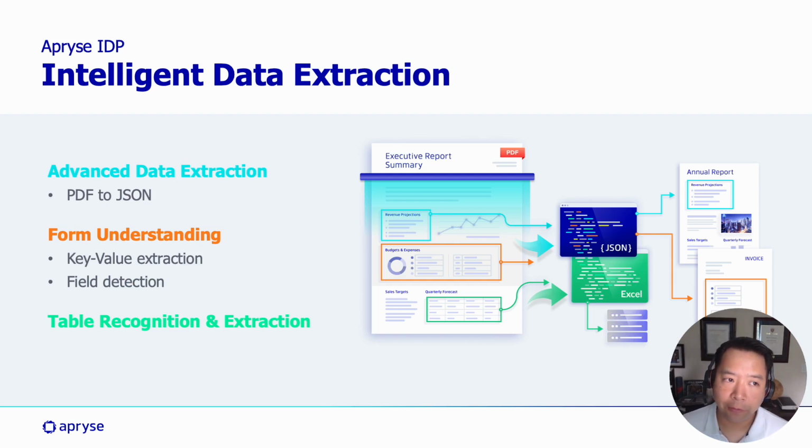Now, this is all solved through what we like to call the intelligent data extraction as part of our Apryse SDK, or Apryse IDP add-on for our SDK. We offer data extraction through a PDF to JSON conversion that we like to call document structure. We also have what we call form understanding, in which documents that have form information, you're able to pull out key and value data powered by our own AI engine.